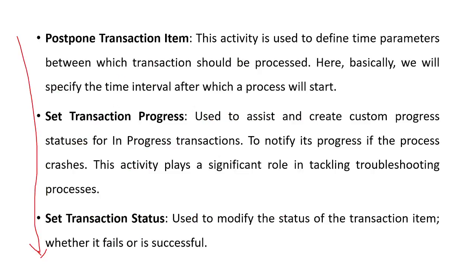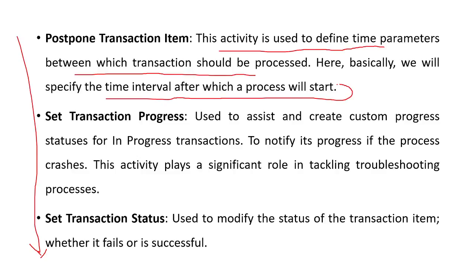Postpone transaction item. This activity is used to define time parameters between which a transaction should be processed. Here basically we will specify the time interval after which a process will start. So just postponing by specifying the time. What you are postponing is the task that has to be implemented, right?